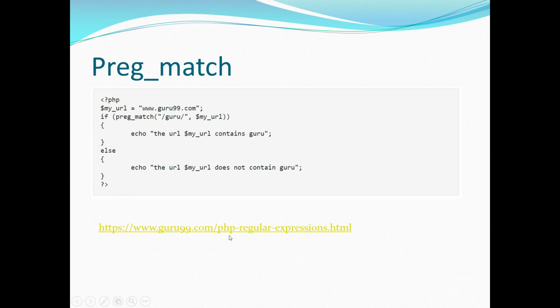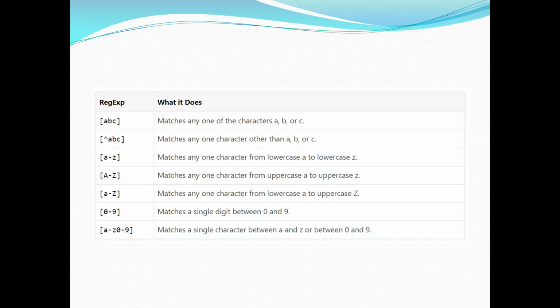When we use the regular expression pattern, inside the brackets [ABC] means that it matches any one of the characters A, B or C. And [^ABC], with this caret sign, shows that it matches any one character other than A, B or C.